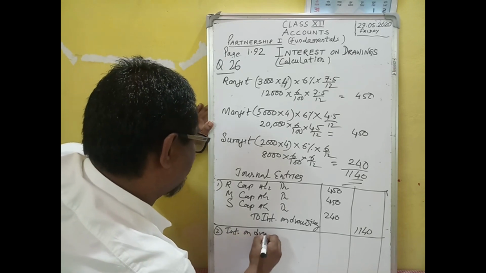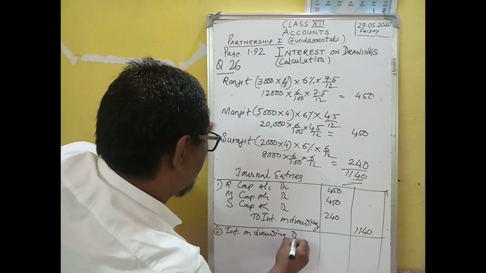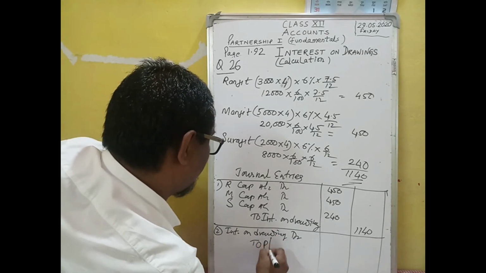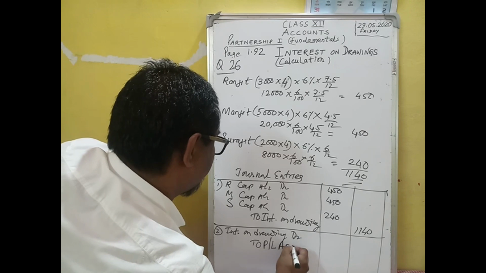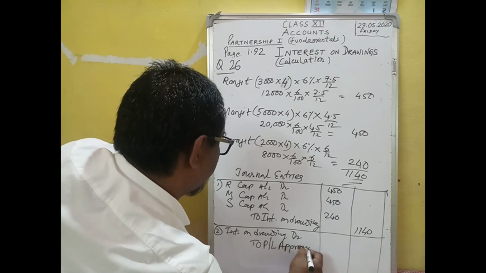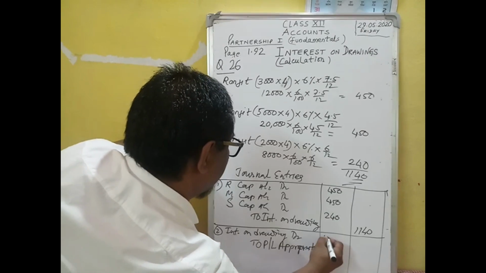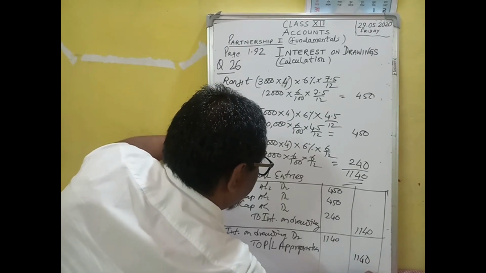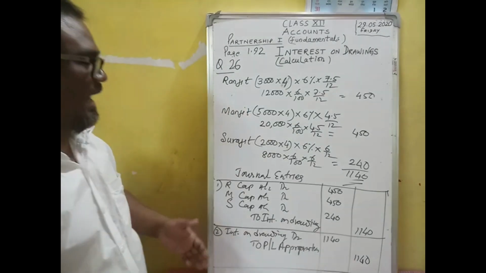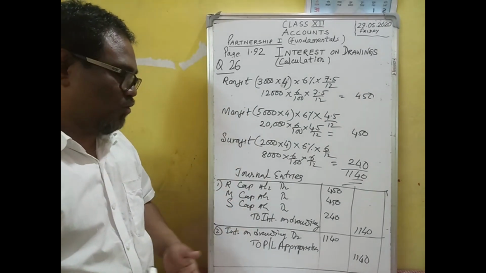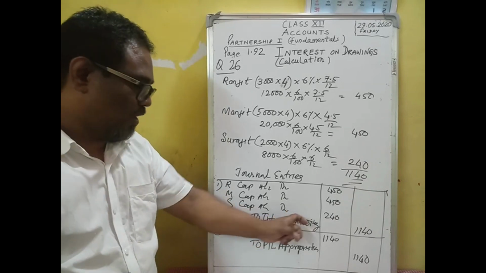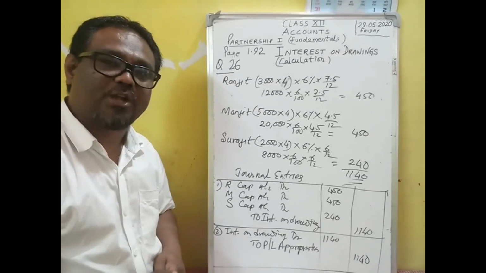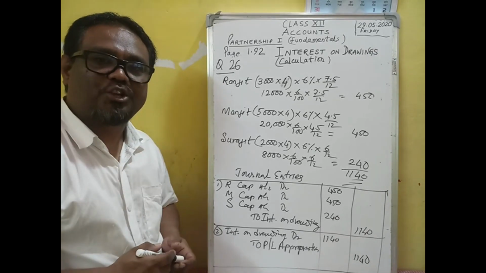The second entry is interest on drawings account debited to profit and loss appropriation account, 1,140. This is the journal entry for interest on drawings. Partners' capital accounts are debited for interest on drawings, and interest on drawings is transferred to the profit and loss appropriation account.